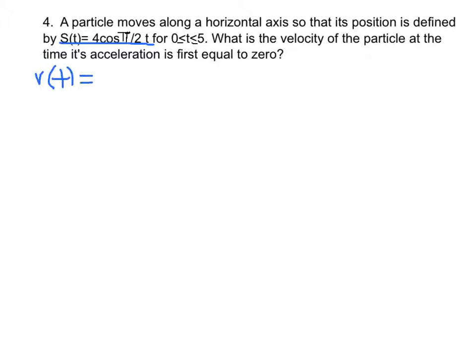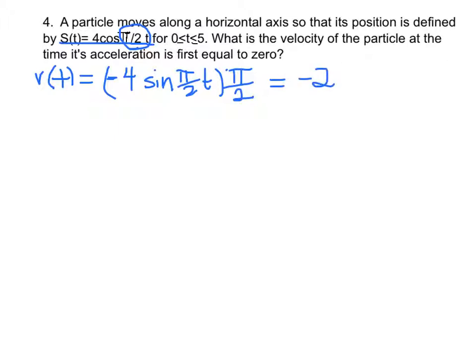So we're going to take the derivative of 4 cosine of pi over 2 times t, and that's going to be negative 4 sine of pi over 2t, and then from there we're going to take the derivative of right here, that pi over 2t, which would just be pi over 2. Okay, and if we make that look a little bit prettier, that'll be negative 2 pi times the sine of pi over 2t. Okay, so there's your velocity.